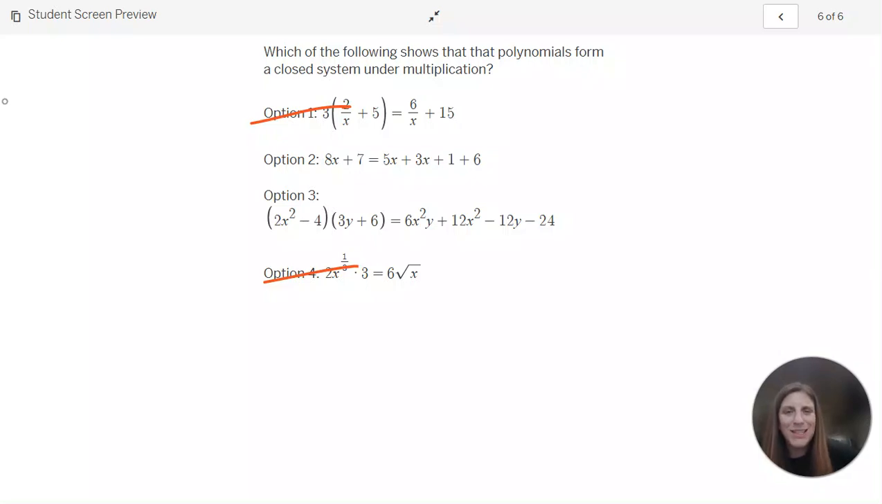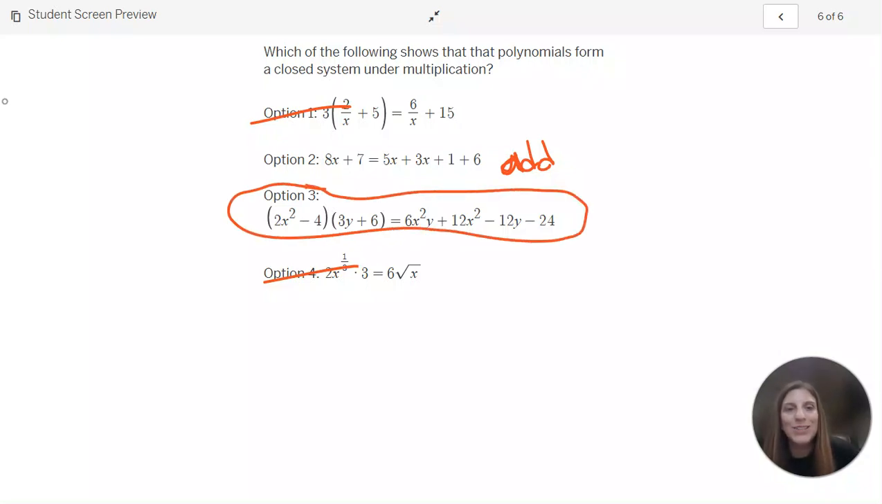In option 2, let's see what they're doing here. They're taking 5x plus 3x, that does equal 8x, yeah. And they're taking 1 plus 6, and that equals 7. But they're combining like terms here. This is an addition problem, right? They're adding. So this is showing that it's closed under addition. That's not what it's asking us to do. It's asking us to show that it's a closed system under multiplication. So this is the one where it takes a polynomial times a polynomial and it equals a polynomial. This is going to be the one that shows that it is a closed system under multiplication for polynomials.